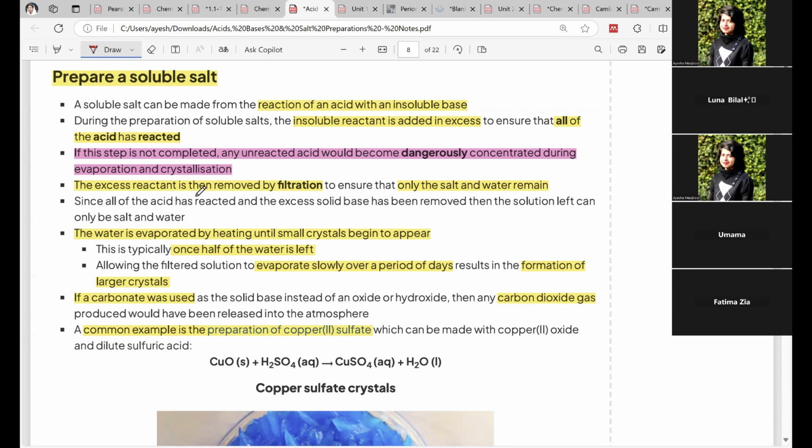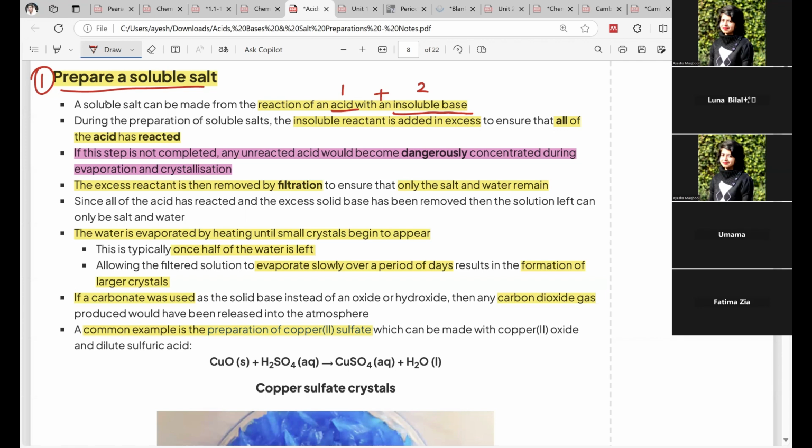Okay, so for this first method of preparing a soluble salt, we need two reactants. Number one, we need an acid, any acid. Number two, we need a base, but the base should be an insoluble base. So react these two together, and this will give you the final product as a soluble salt.